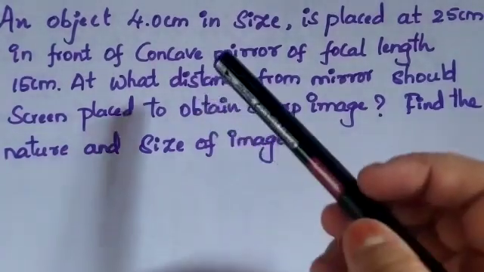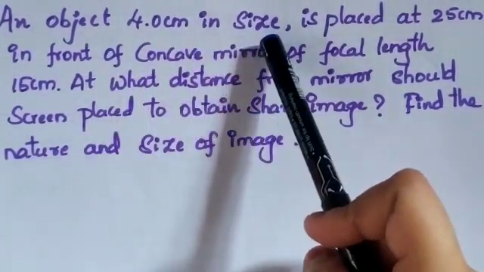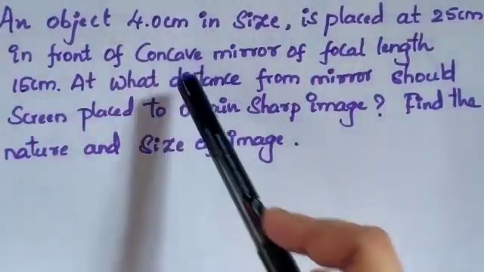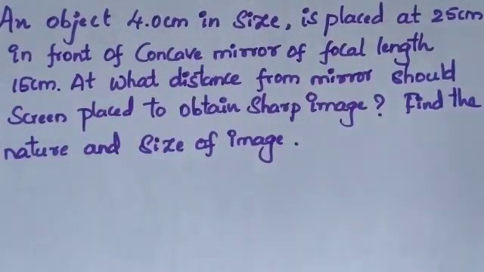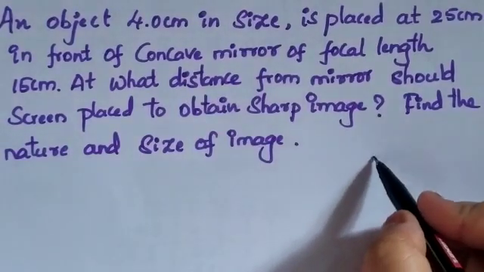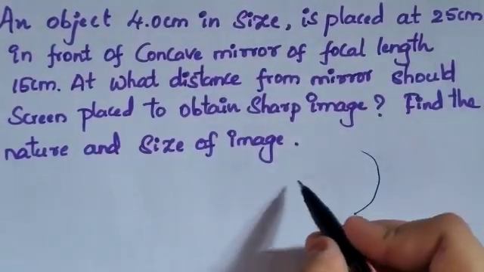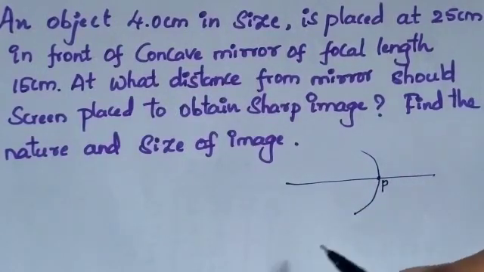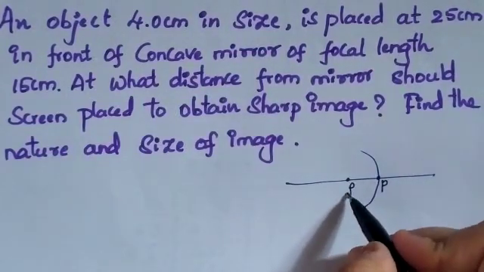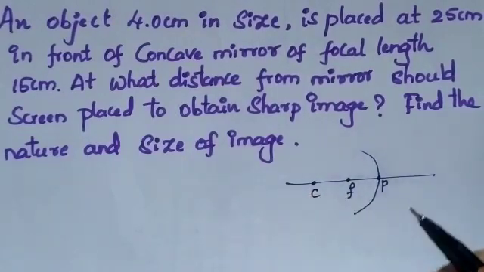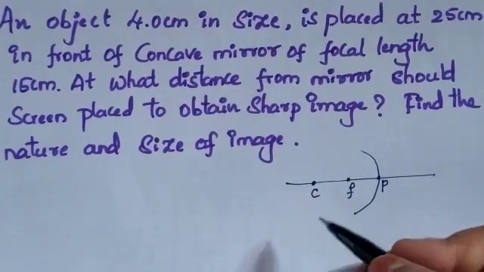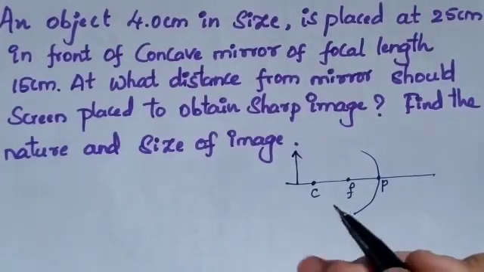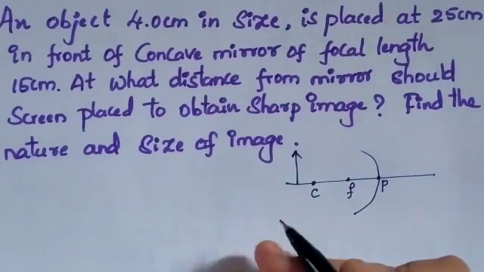An object of 4 centimeter in size is placed at 25 centimeter in front of a concave mirror. So what is given here? Here a concave mirror is given. In the case of a concave mirror, this is the pole, this is the principal focus and this is the center of curvature. A 4 centimeter height object is placed in front of the mirror.